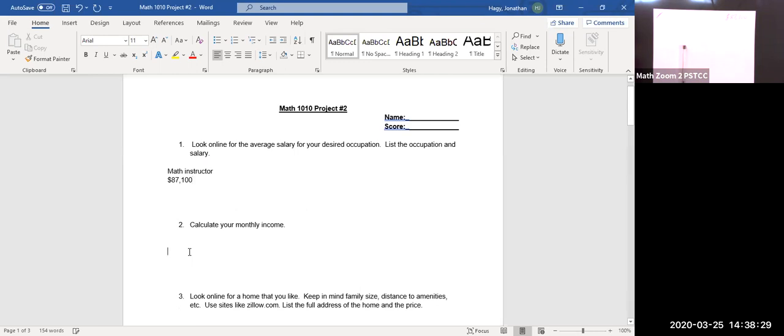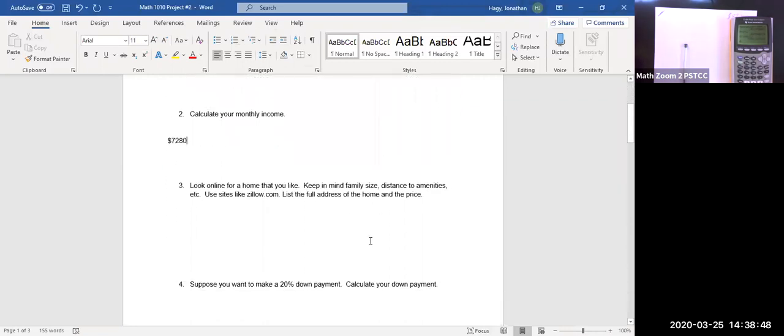Calculate your monthly income. Well, all you have to do there is simply divide by 12. That gives $7,290.